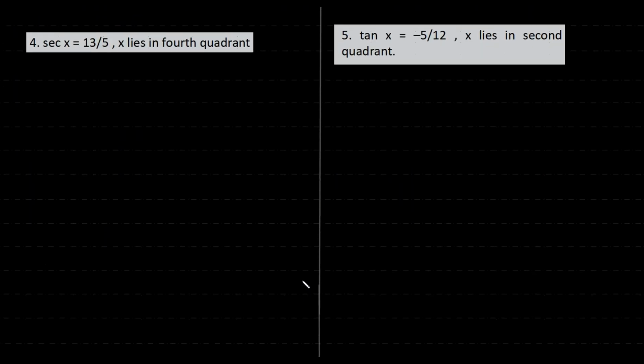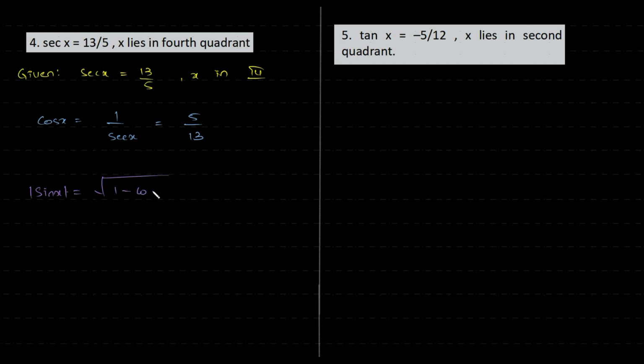Next, secant x. So once we know secant x, everything else is quite simple. In the fourth quadrant, we have been given secant x is equal to 13 by 5, x in the fourth quadrant. So what else can we write from this? Cos x, which is 1 by secant x, is equal to 5 by 13. In the fourth quadrant it is positive.